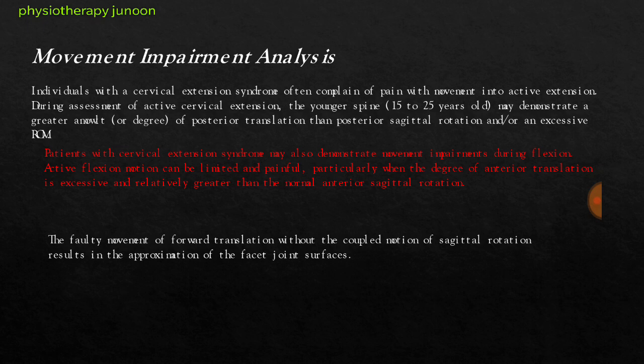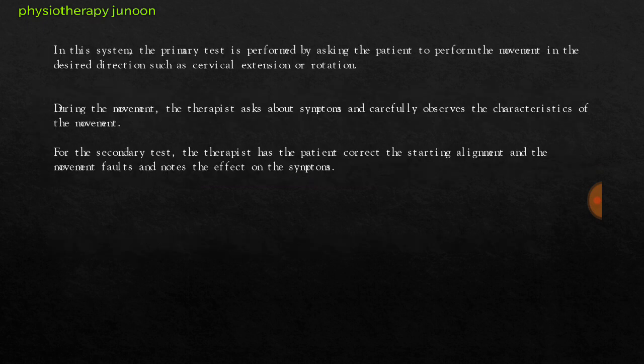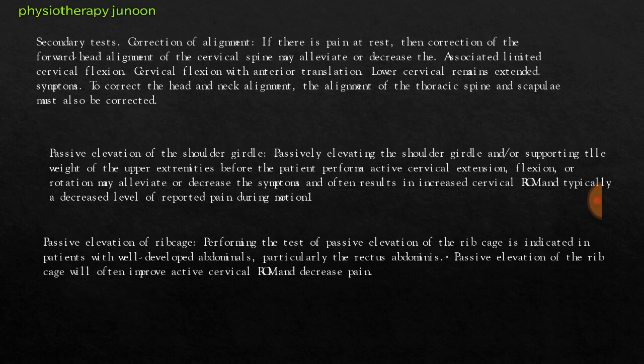To further control the symptoms, a sitting test should be performed in active cervical range of motion like flexion, extension and rotation. Secondary test, correction of the alignment. If there is pain at rest, then correction of the forward head alignment of the cervical spine may alleviate or decrease the symptoms.